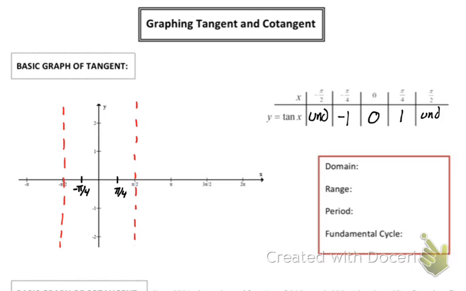At negative pi over 4, my tangent value is negative 1. So we're going to plot that point: negative pi over 4, negative 1. At 0, my tangent value is 0. At pi over 4, my tangent value is a positive 1. So this is what my graph is going to look like. It's going to look something like this, a little snaky looking S thing.